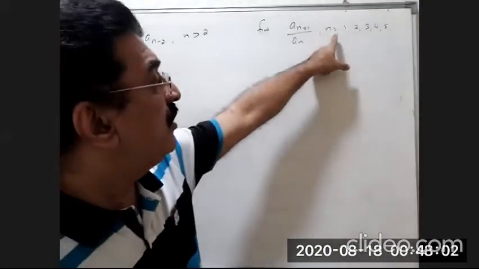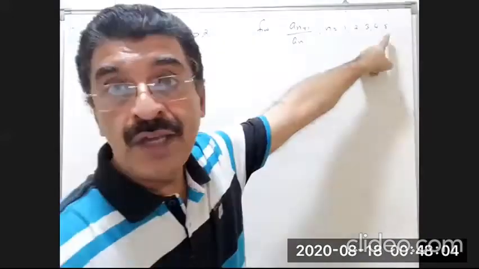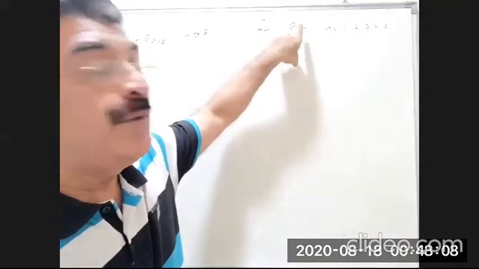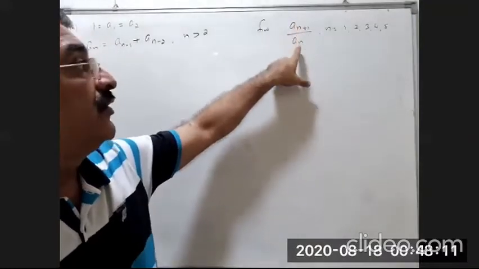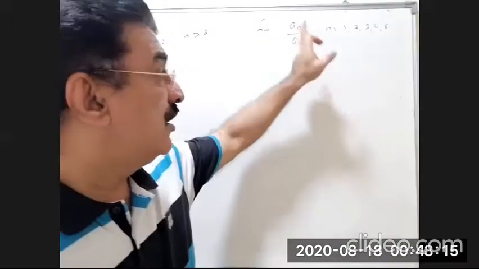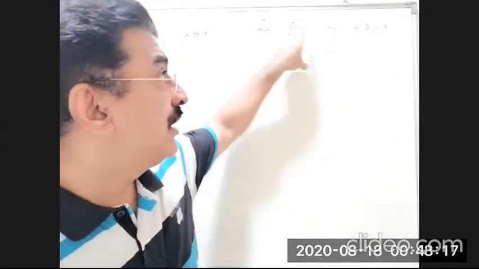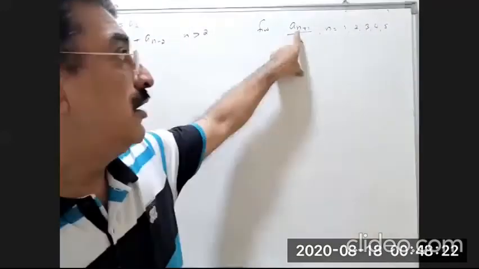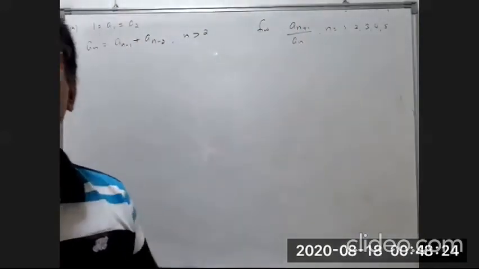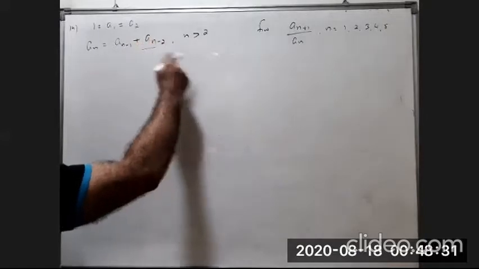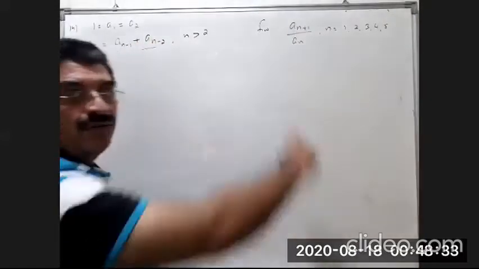If n is 5, we need a5 plus 1. That means a6, a6 by a5. That means we need a1, a2, a3, a4, a5 and a6. Because n plus 1, if n is 5, n plus 1 is a6. So first we will find the terms a1, a2, a3, a4, a5, a6. Then we will find this expression.